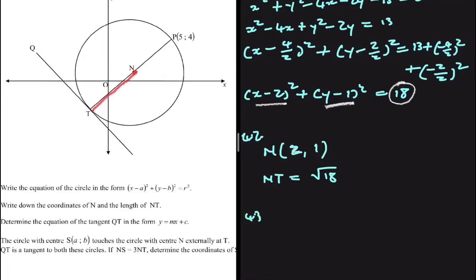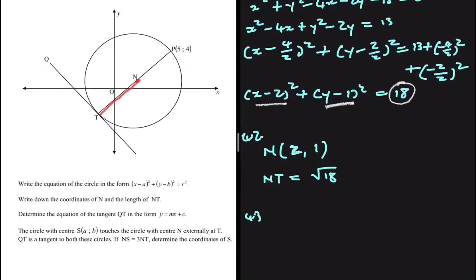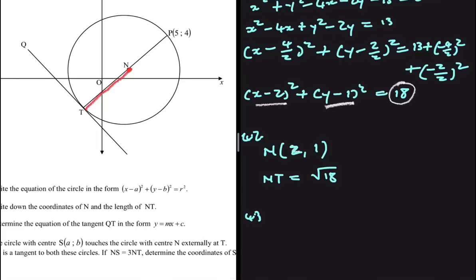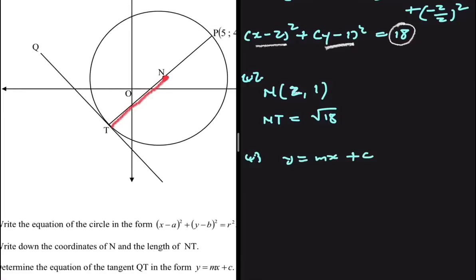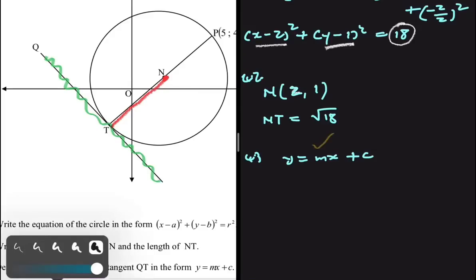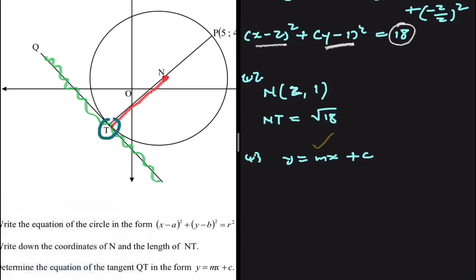In 4.3, determine the equation of the tangent QT in the form y is equal to mx plus c. So let's go ahead and do some analysis. We have QT right here as our tangent. In order to find the gradient of QT, because we need to find the gradient if we want the equation, we're going to have to find the coordinates of T.